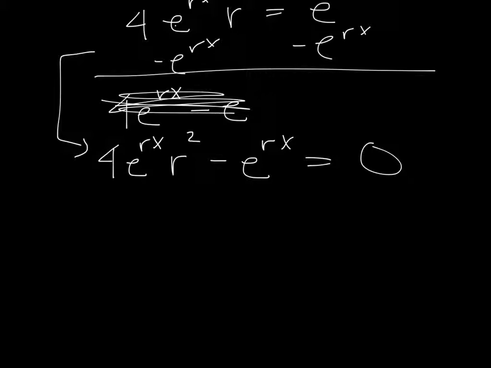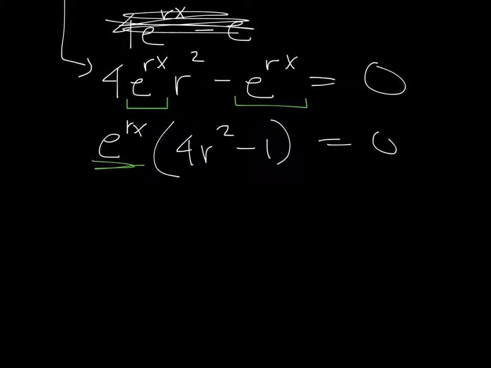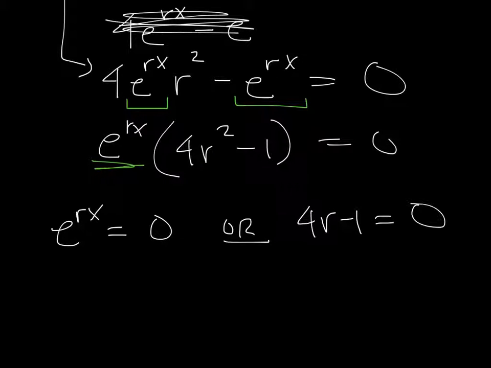Think of when you solved quadratic equations: it has to be in standard form, so that's why I'm setting it equal to 0. I'm doing this because I noticed that I can factor out an e to the rx. I did this again with the last problem, but I forgot this was r, and it should have been r squared. So if I factor e to the rx, my GCF, I'm left with 4r squared minus 1. I can use the zero factor property: e to the rx equals 0, or 4r squared minus 1 equals 0.